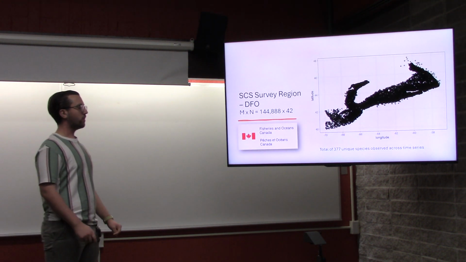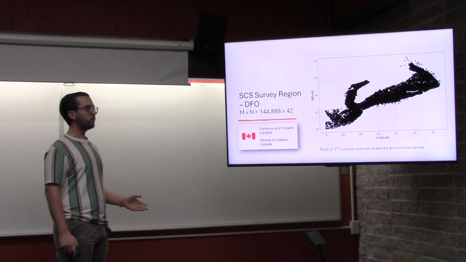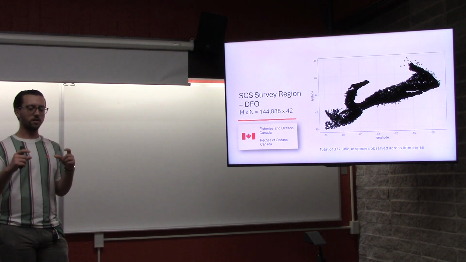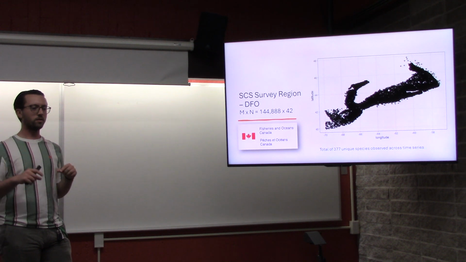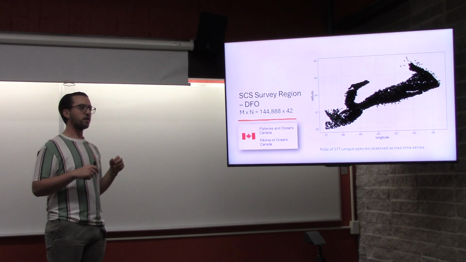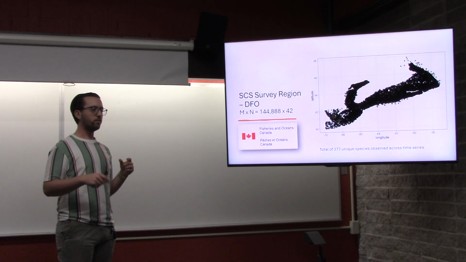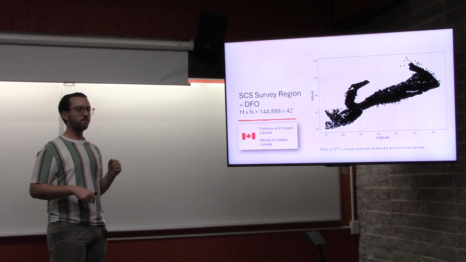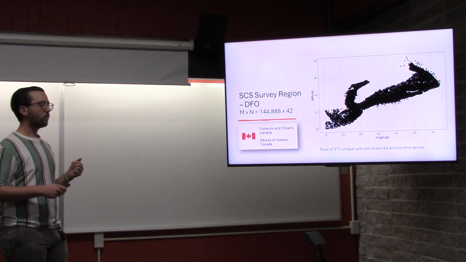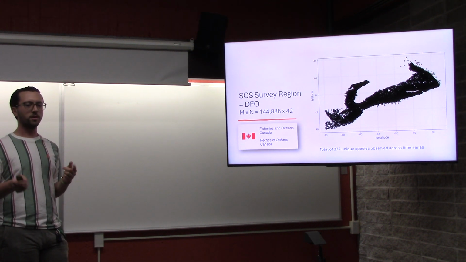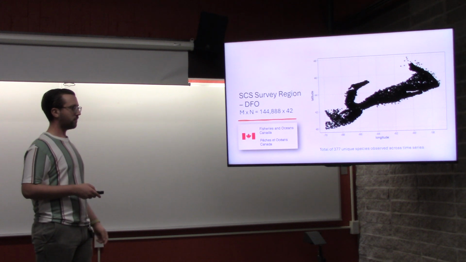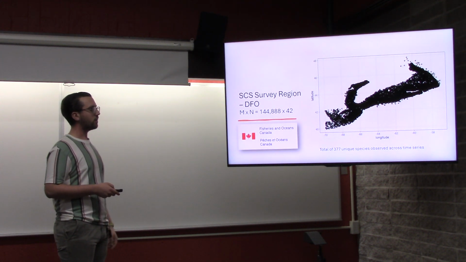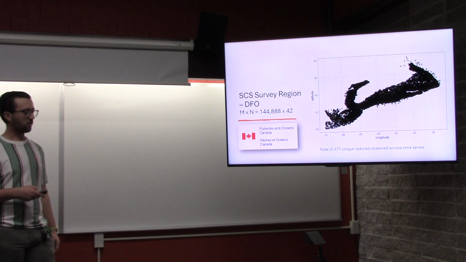So just on the Scotian shelf, there's about 145,000 entries, which correspond to the observation of a single species during a trawl. So then the data is indexed by the trawl, which is about a half-kilometer sampling effort, but also by species. And there's 42 different variables measured, mostly environmental and biological variables, with a total of 377 unique species observed just in this region.